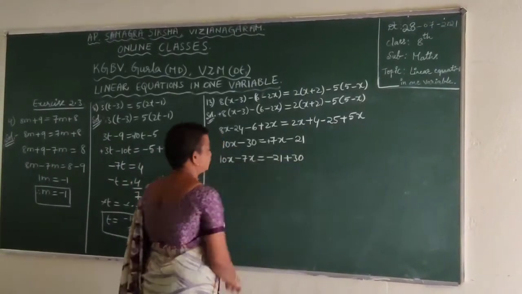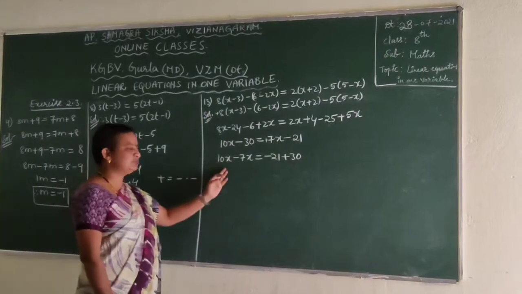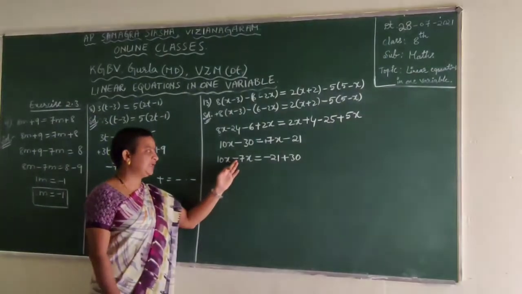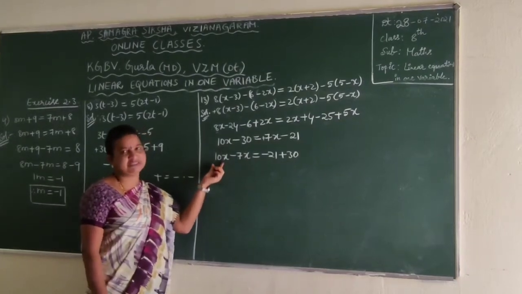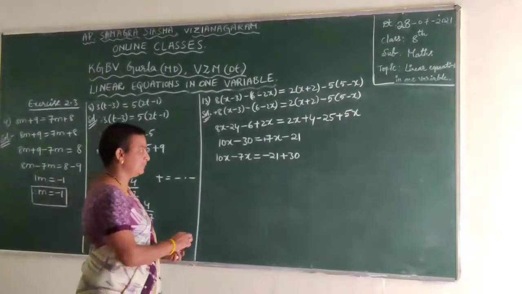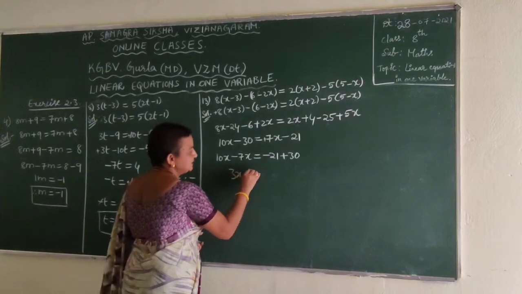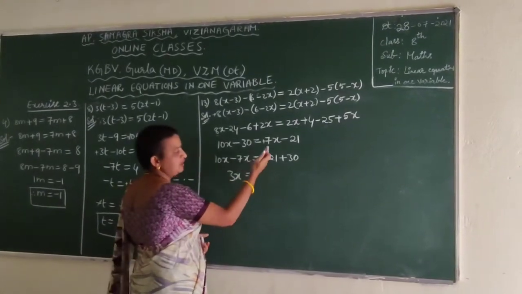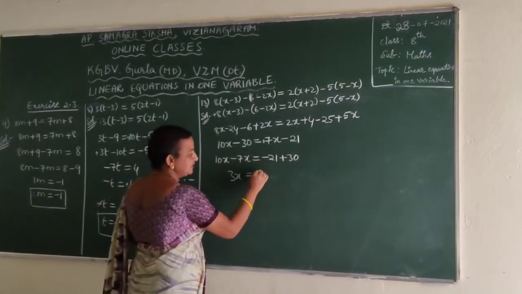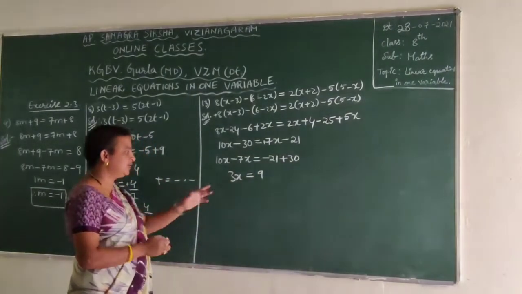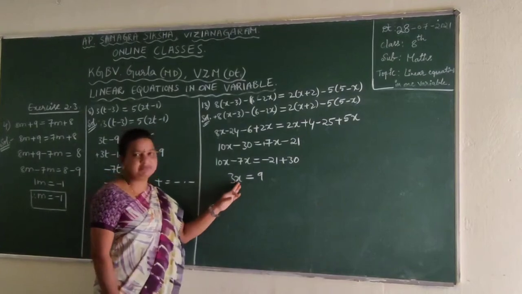Okay, children. So here 10x means 10 apples minus 7 apples. You have to subtract 7 apples from 10 apples. Then we get 3 apples. 3x is equal to minus 21 plus 30. You have to subtract 21 from 30. We get 9.